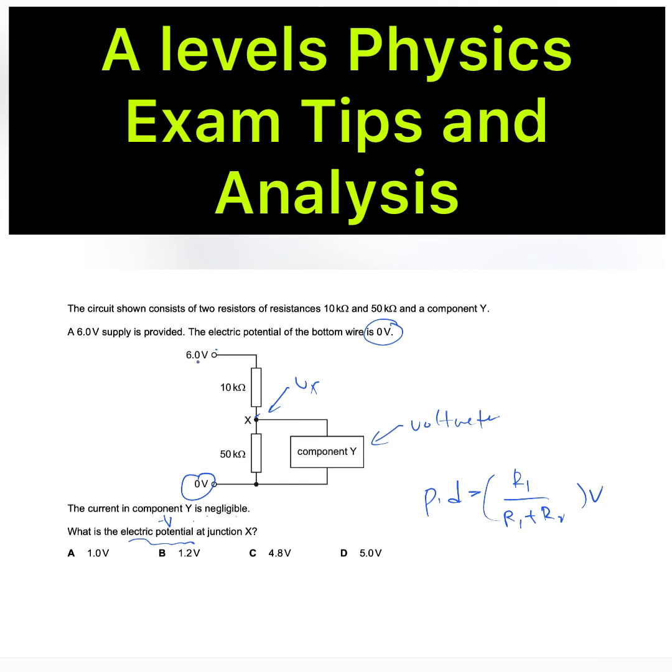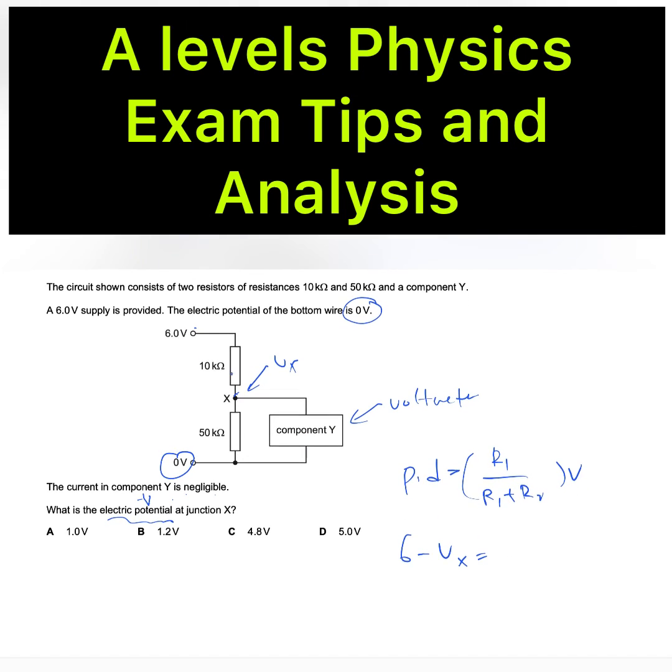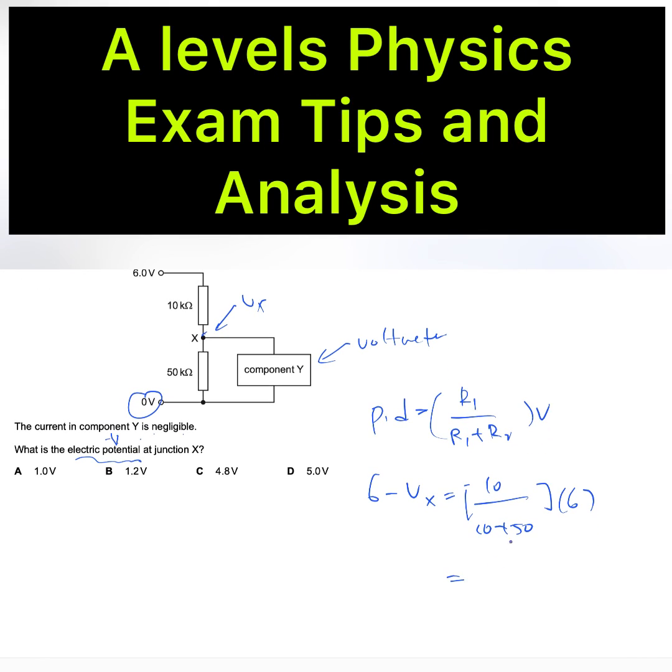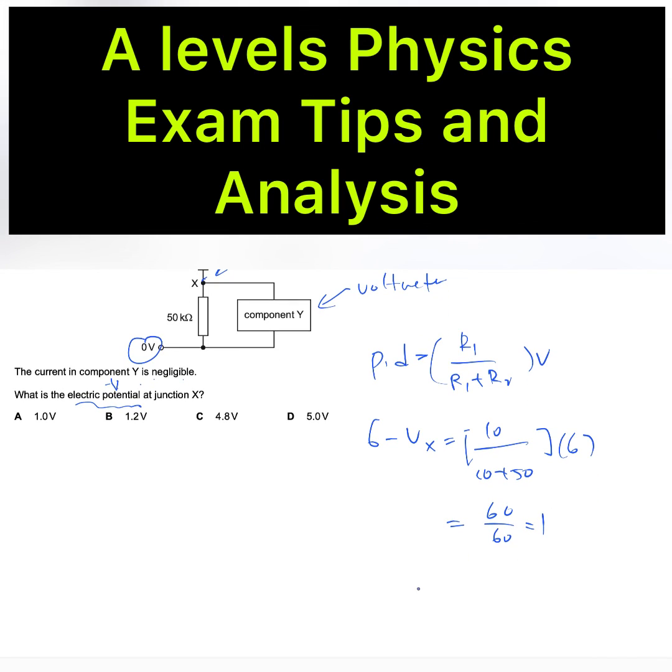So for this case, potential drop. We have to think about which one has the lower potential. Between 6 volt and this Vs, Vs will have the lower potential because the energy is dissipated by this resistor, which causes the potential to drop. So we use 6 minus Vs equals 10 divided by 10 plus 50, since the resistances are 10 and 50, and then multiply by the total voltage supply, which is 6. Now you have to solve this equation. This is 60 over 60, which is 1. If this is 1, Vs will be 6 minus 1, which is 5 volt.